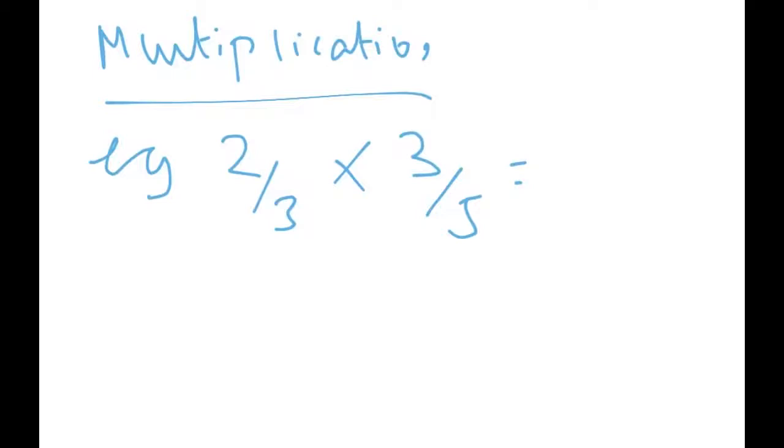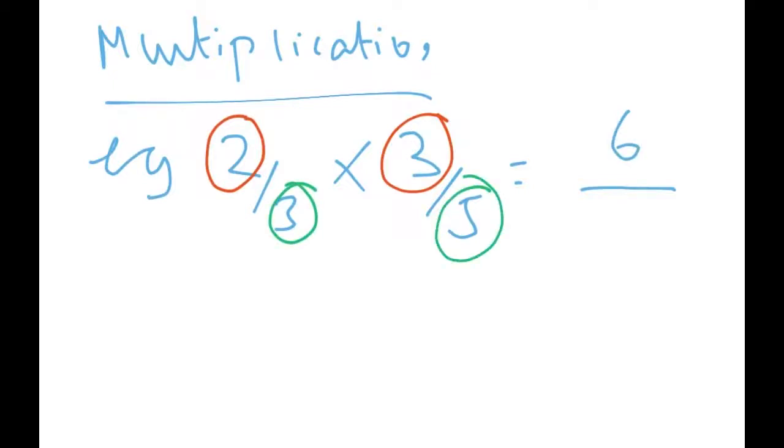We would simply multiply the tops by each other, so 3 times 2 is 6, and we would also multiply the bottoms. So 3 times 5 is 15. Now, here we can actually simplify the fraction because 6 and 15, well, what goes into both 6 and 15? 3 does. How many 3s go into 6? 2. How many 3s go into 15? 5. So we can leave our answer as 2/5 because 2/5 and 6/15 are what we call, just like earlier, equivalent fractions.